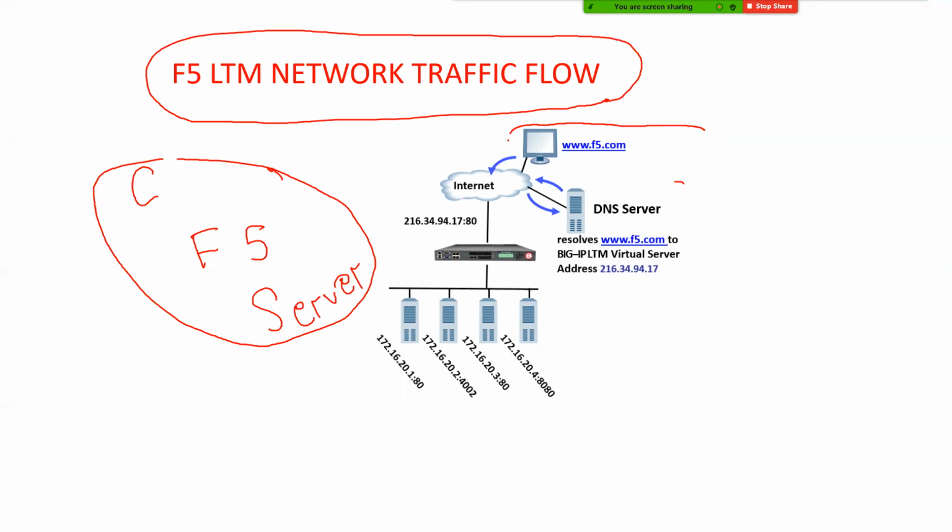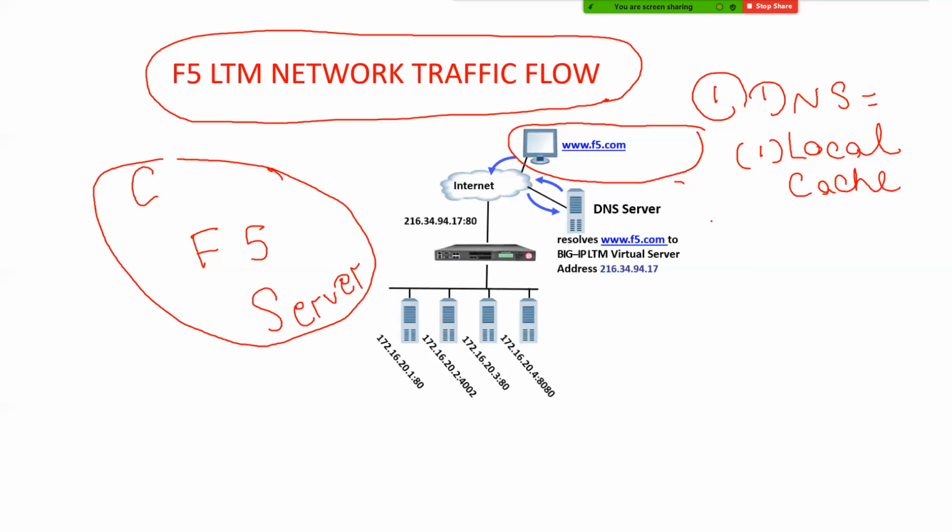So if you see in this picture one, this is the network traffic flow when your client, your browser, is accessing www.f5.com. In this case, the first very important concept is that it will forward to the DNS server. In the DNS case, the first thing checked is whether you have an entry in your local cache. If it does not have an entry in the local cache, it will then check the local host entry.